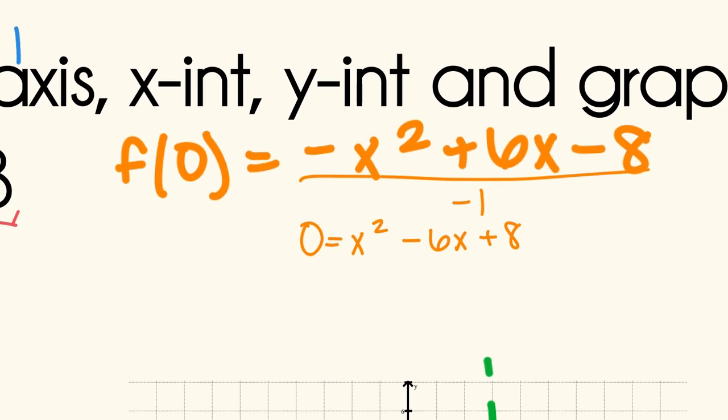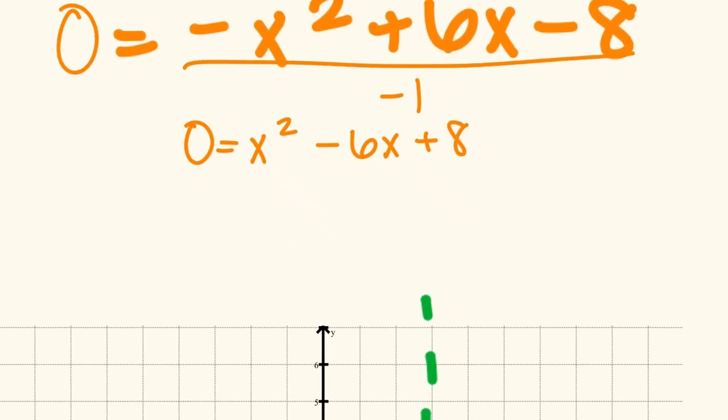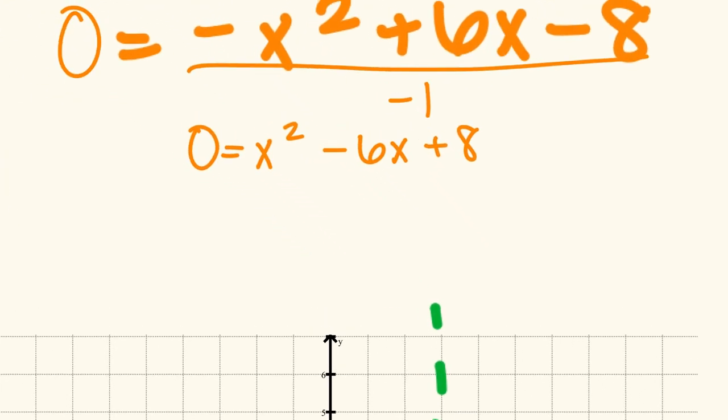No, this shouldn't be f of 0. This is just going to be 0. That's what I'm going to do for the other one. This is just 0. F of 0 is going to go for my y-intercept. All right, so solving this, can I factor this evenly? What would my factors be for this? If I'm looking at it, what number multiplies to give me a +8 and adds to give me a -6? -4, -2. So I'm going to have x minus 4 and x minus 2.